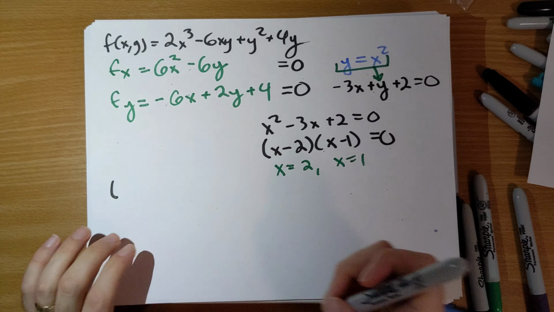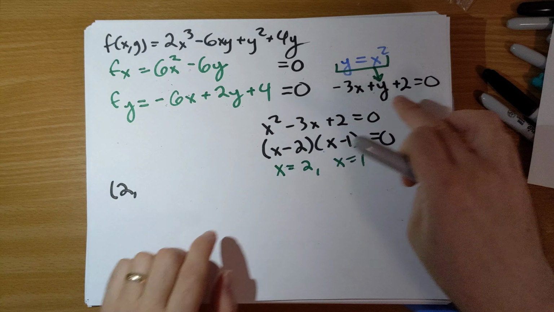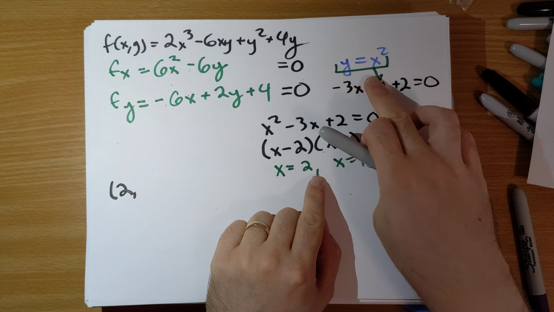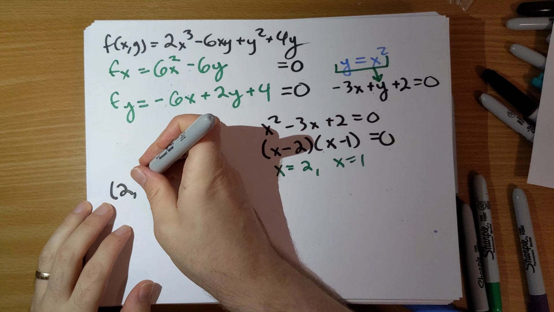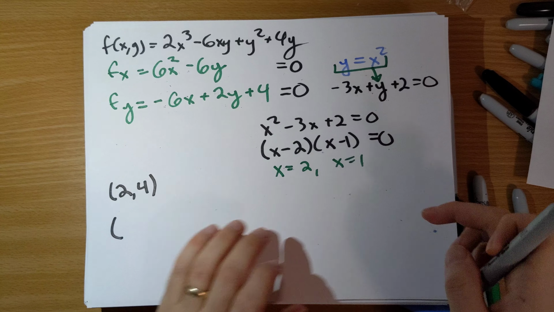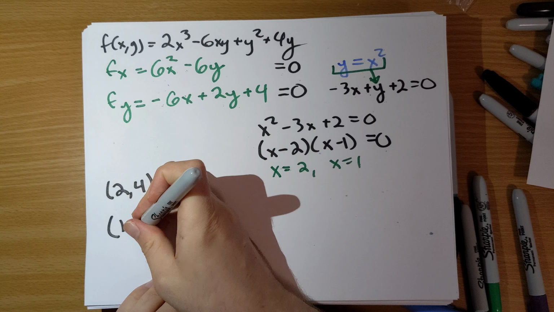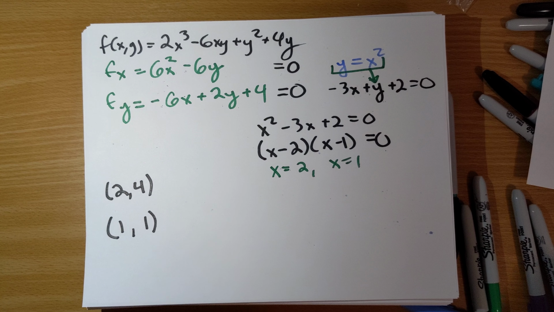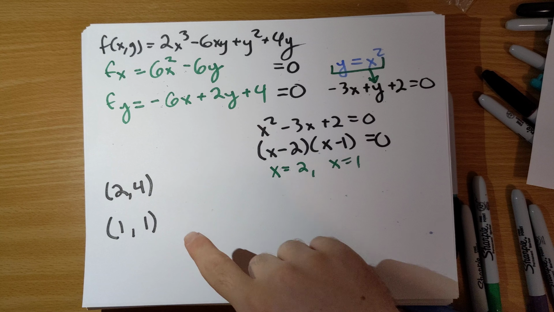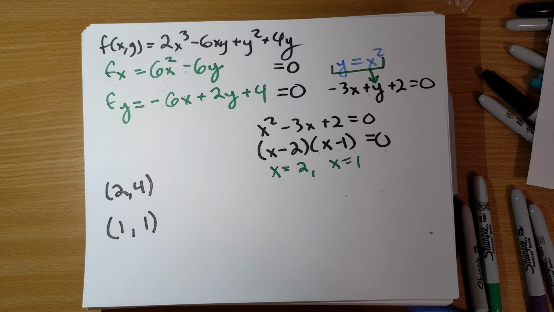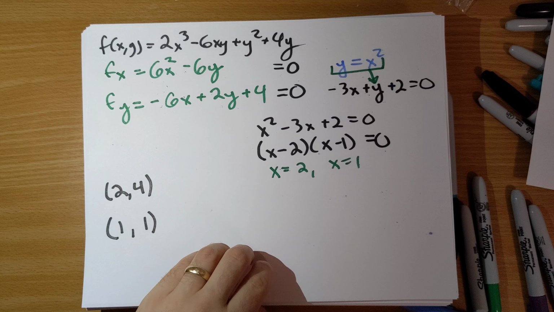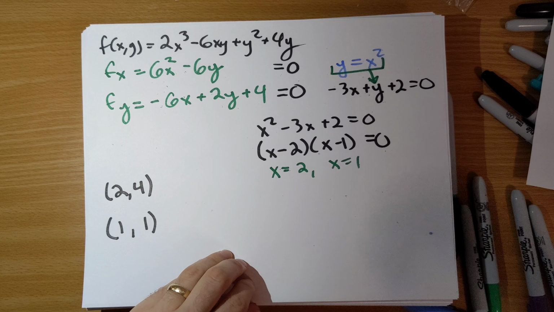If x is equal to 2, y is 2 squared, y is 4. And if x is equal to 1, y is 1 squared, y is 1. So we have these two critical points here, (2, 4) and (1, 1). Now we need to classify them as saddle points, local mins, or local maxes. How do we do that?